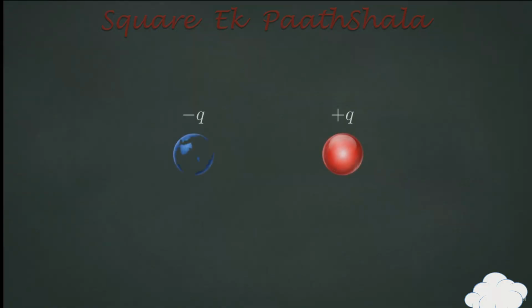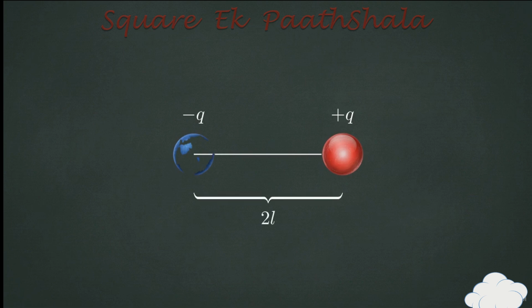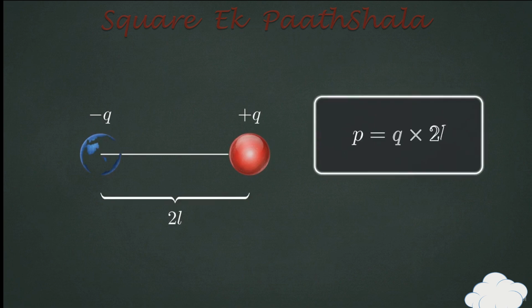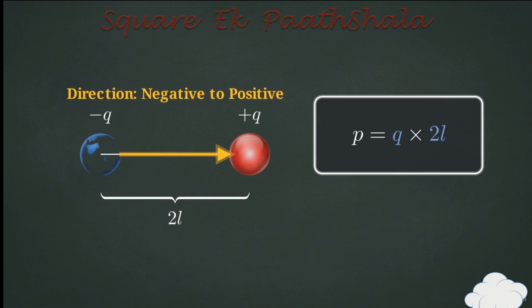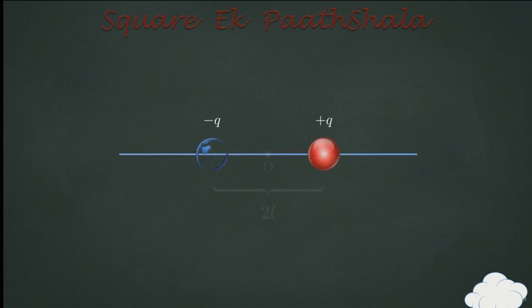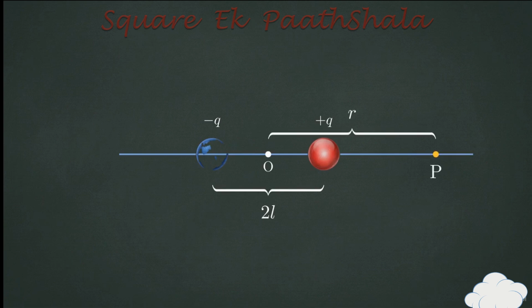This is simply a system of 2-point charges, equal in magnitude but opposite in sign, separated by a very short distance. We measure the strength of this setup using the electric dipole moment. To find it, you simply multiply the magnitude of one charge by the total distance between them. The dipole moment is a vector quantity, and its direction is always measured from the negative charge toward the positive charge. Let's find the electric field at an axial point, P, located a distance r from the dipole's center.